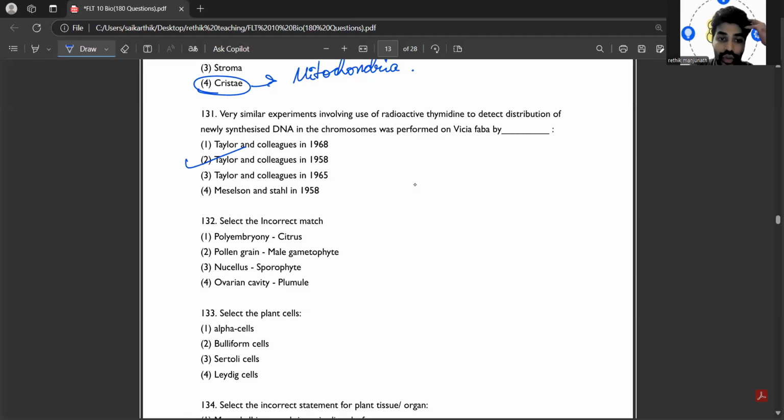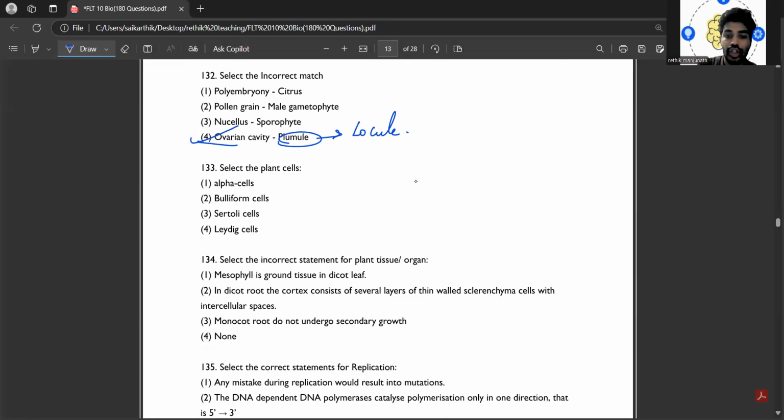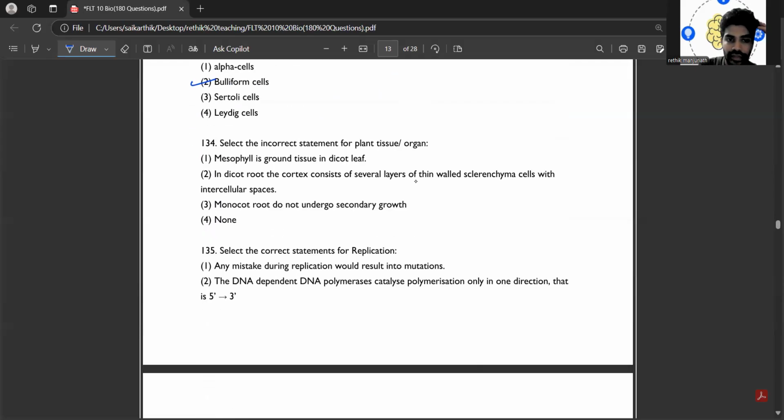Okay. So 132, select the incorrect match. So out of this, what will be the incorrect match? The fourth one, because instead of the ovarian cavity, you will see it in the locule. So fourth is the incorrect match. So 133 actually says, select the plant cell. So which will be the plant cell here? The second one, bulliform cell will be the plant cell. So the rest of these three are animal cells. Easily you can say it, Leydig cells, ectolic cells, alpha cells, they are animal cells. So bulliform cells you will see in plants.